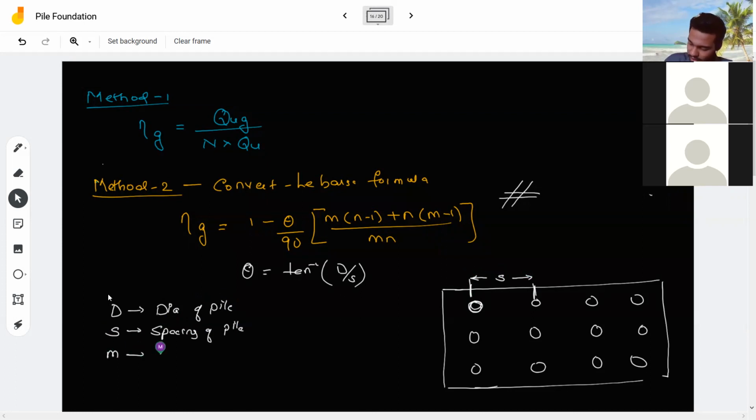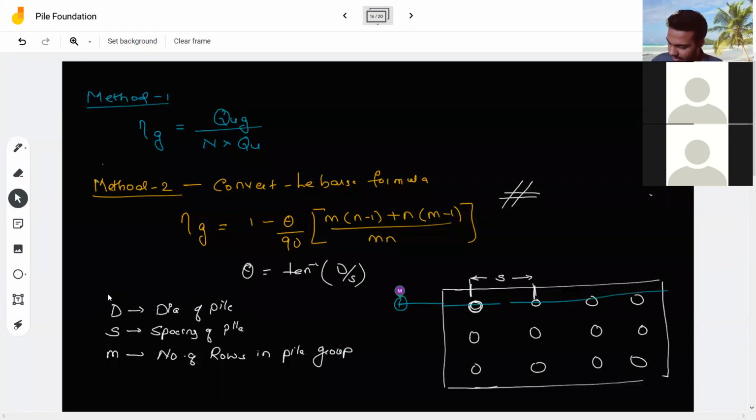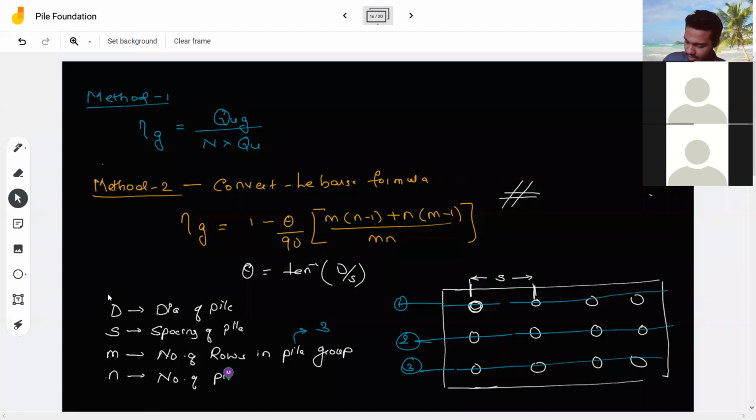Then you have m. M means the number of rows in the pile group. Number of rows. What does that mean? How many rows are there? Row means this one. You have 1 row, you have a second. So m for this particular example is equal to 3. Last one, n, the number of piles in a row. How many piles in one row? You have 2, you have 3 and you have 4. So n is equal to 4. And this is how you apply this formula.